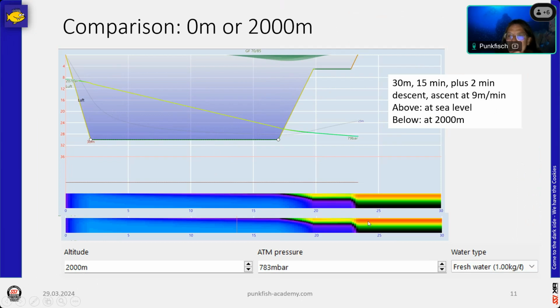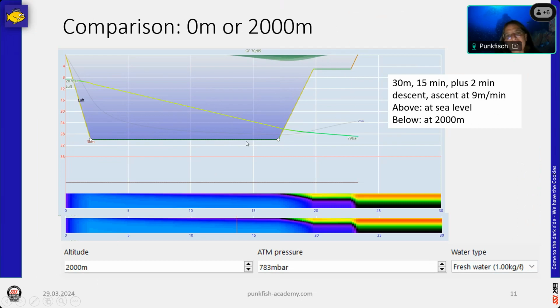So here, a little excursion into tissue saturation. What you see here is a dive to 30 meters to the no decompression limit, or a little bit shorter than the no decompression limit at sea level, 15 minutes, which would be the no decompression limit at 2,000 meters. And then a slow ascent and a safety stop at 5 meters for 3 minutes, and then we actually get out of the water directly.